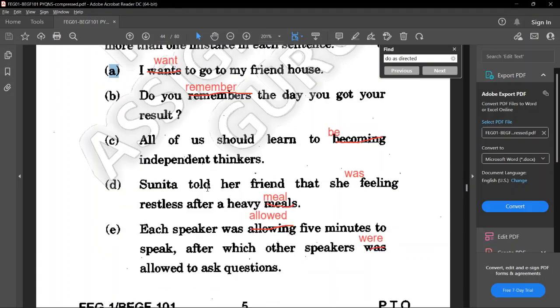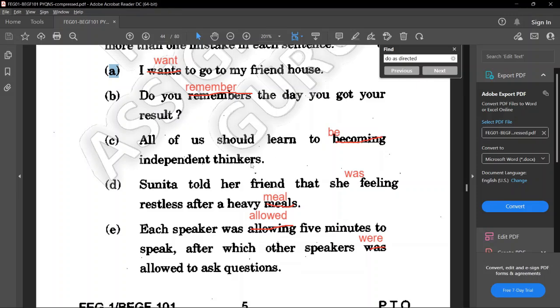Question C. All of us should learn to becoming independent thinkers. Learn to becoming is again not the right grammar. It will be learn to become or learn to be independent thinkers. That will be the right verb version.